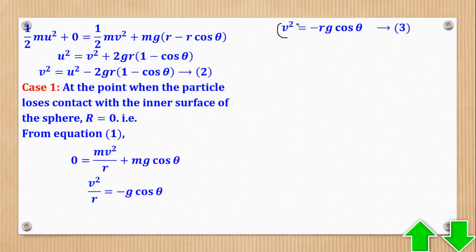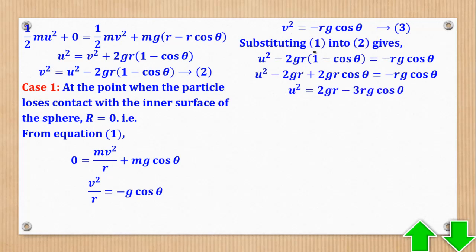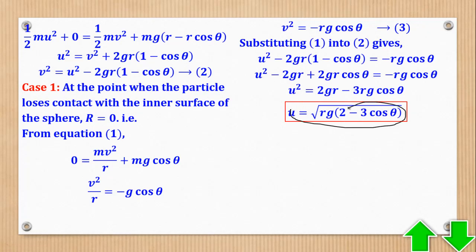Now we have v squared here and also v squared here. We can equate the two and come up with that. Then open brackets, collect like terms, meaning you can come up with the expression for u. This will be the expression for u, the initial velocity.